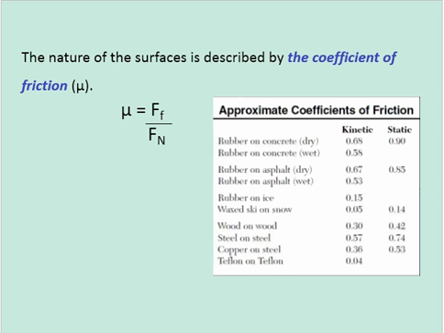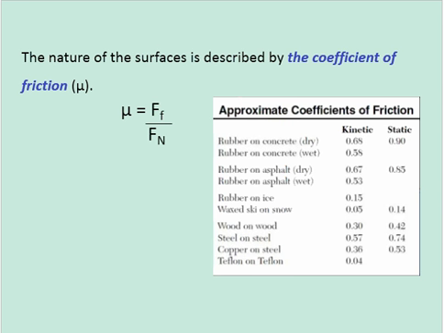And you can see from some of the examples here that the kinetic coefficient of friction is often less than the static coefficient of friction. And that's because usually an object will experience less friction as it's moving over a surface than when you're trying to get it moving as it sits on a surface.